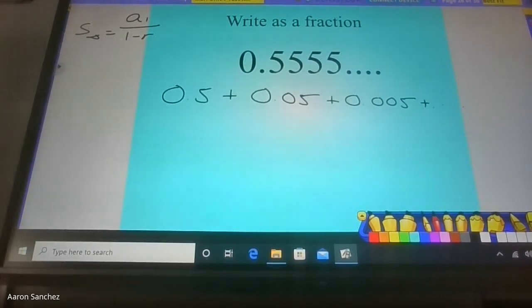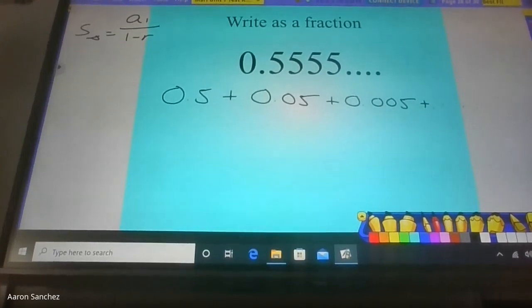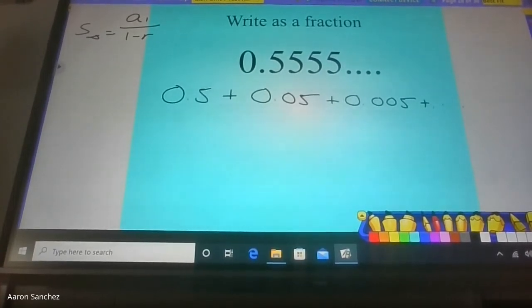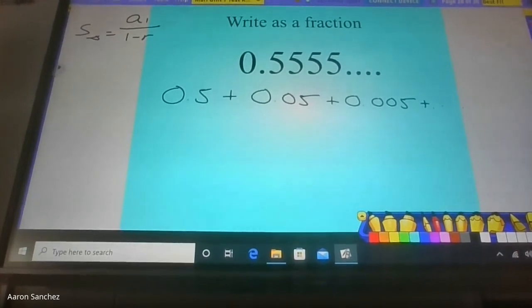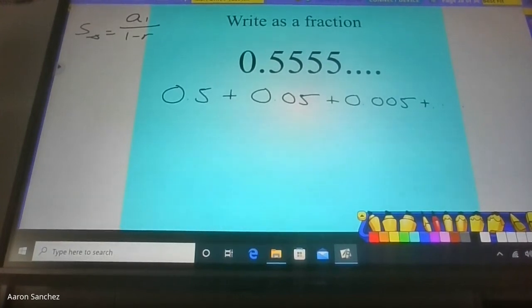Right? So do we have our a sub 1? Should I pause? Am I going too fast? Don't say anything if I'm going too fast. Okay, I'll slow up. That's true. Slow down.